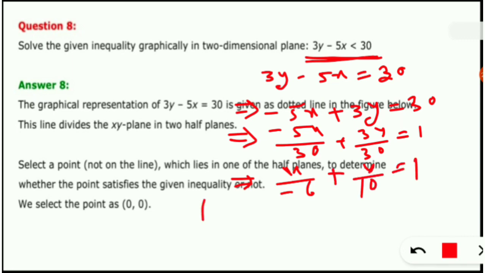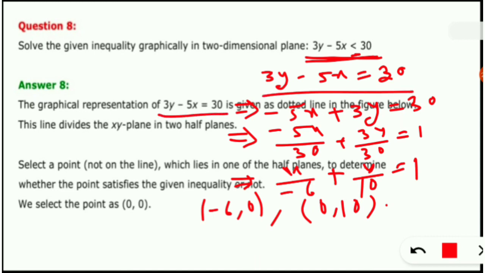That means the line cuts the x-axis at the point minus 6 comma 0 and the y-axis at 0 comma 10. Now students, note that there is a less than sign present in this inequality. That means the line is a dotted line. Now we draw the line by dots. The graphical representation of this equation is given as a dotted line in the given graph.